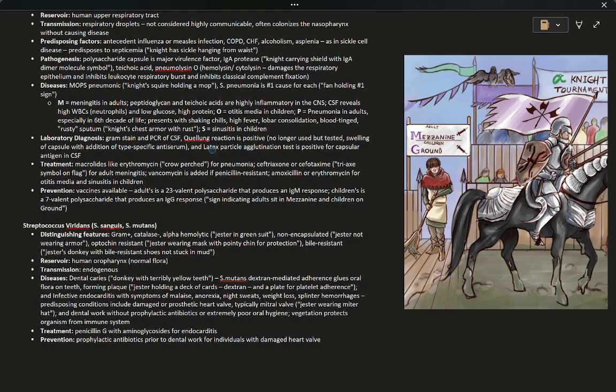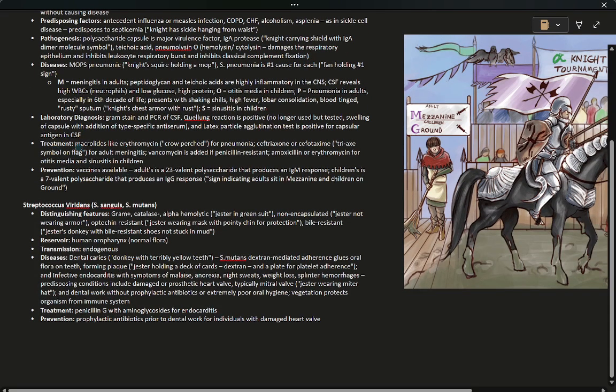And then you have your latex particle agglutination test, and it will be positive in Streptococcus pneumoniae infection. And this will test for a capsular antigen in the cerebrospinal fluid.